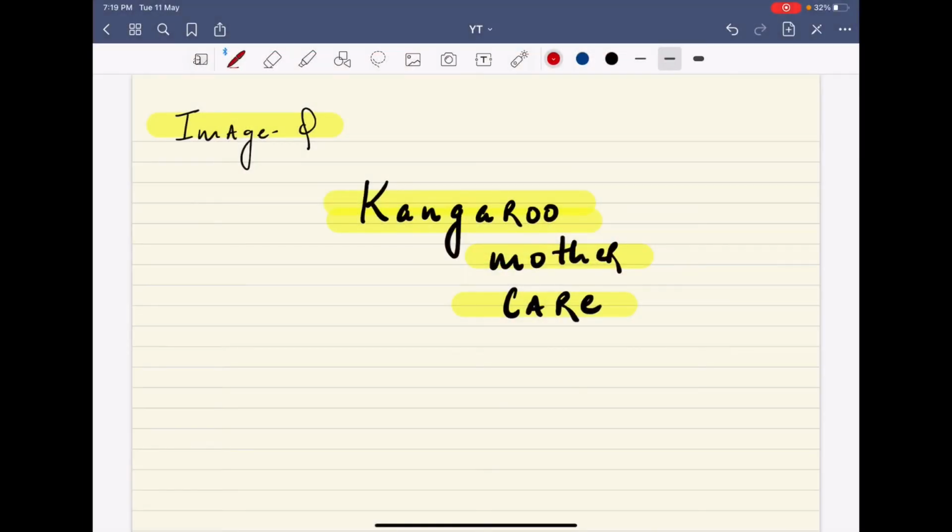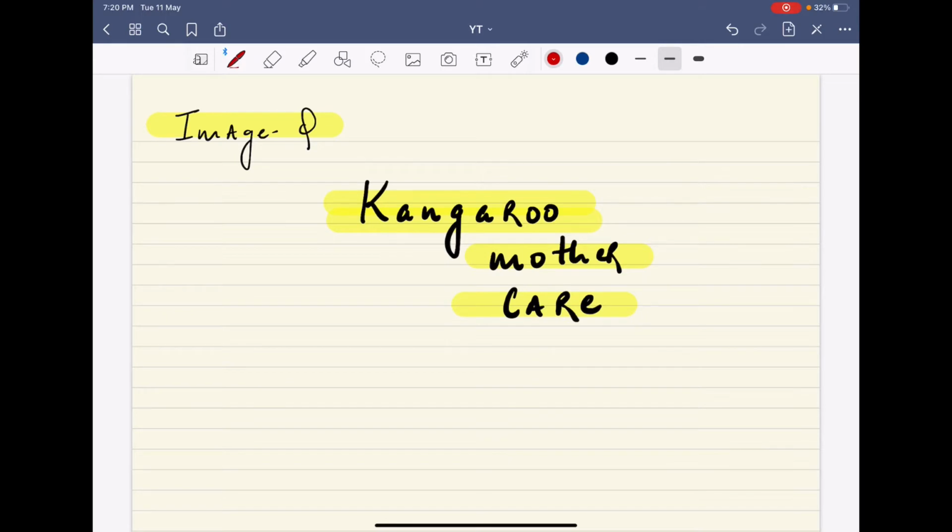Hi everyone, discussing another important image question which is quite frequently asked in your exam, and the topic for today's question is kangaroo mother care. Now you all know that this kangaroo mother care is provided during the neonatal period to all low birth weight babies, and I will be discussing some of the important points regarding kangaroo mother care.